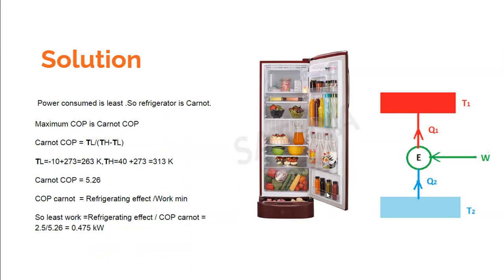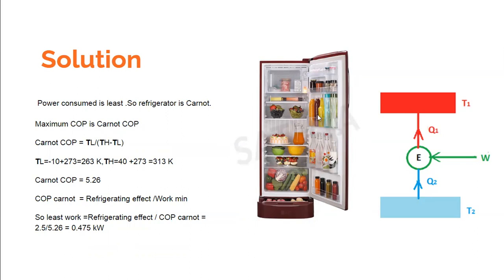So what it means is that this refrigerator would have a maximum performance, a maximum coefficient of performance of 5.26. Now suppose you want to estimate its power consumption, because power consumption is not given in this numerical. Suppose you are asked also to determine the power consumption of this. So how do you find that?